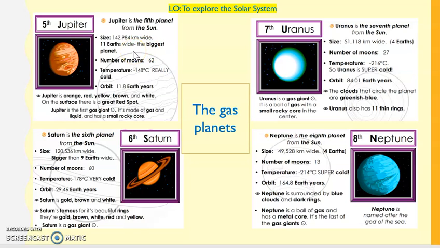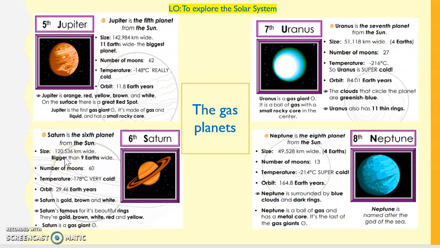Jupiter. Jupiter is the 5th planet from the Sun. It is the largest planet in the solar system. It has 62 moons, 2 of which are huge. Jupiter has a small ring system, and it takes Jupiter 11.8 Earth years to orbit the Sun. Jupiter is cold. It has a temperature of about minus 148 degrees Celsius, and Jupiter is a giant gas planet.